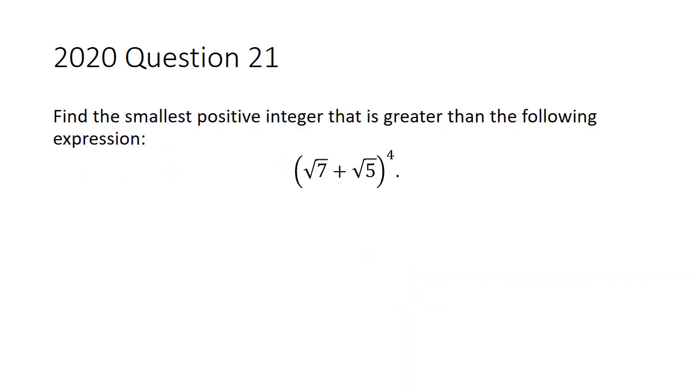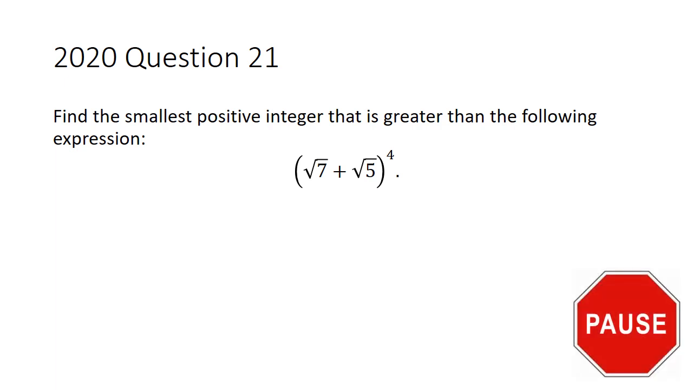Question 21. Find the smallest positive integer that is greater than the following expression: bracket square root of 7 plus square root of 5 close bracket to the power of 4. Pause the video here and give this question a good try.